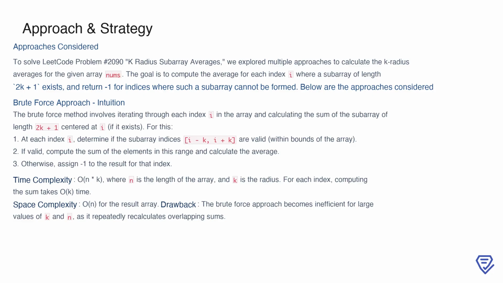While this method is straightforward and intuitive, it has a time complexity of n*k, because for each of the n indices, we are calculating the sum of k elements repeatedly. This makes it inefficient for larger arrays or bigger values of k, as it involves redundant calculations for overlapping subarrays.